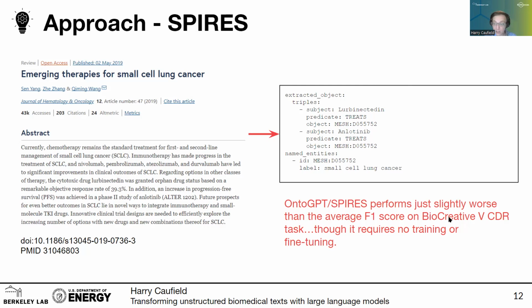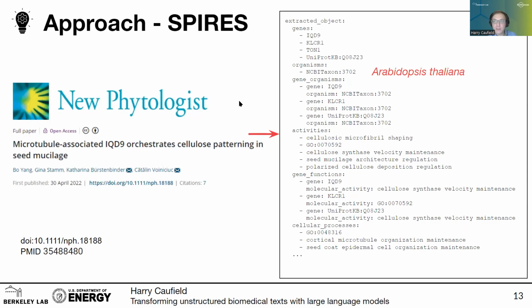In practice, if we actually go through the BioCreative V CDR set, that's chemical to disease relations, and see how well it does, it will perform just slightly worse than the average F1 score across all the participants in that initial challenge. The big plus being that this method doesn't require any additional training or fine tuning. It's all in the language model already, and that's pretty convenient to have.